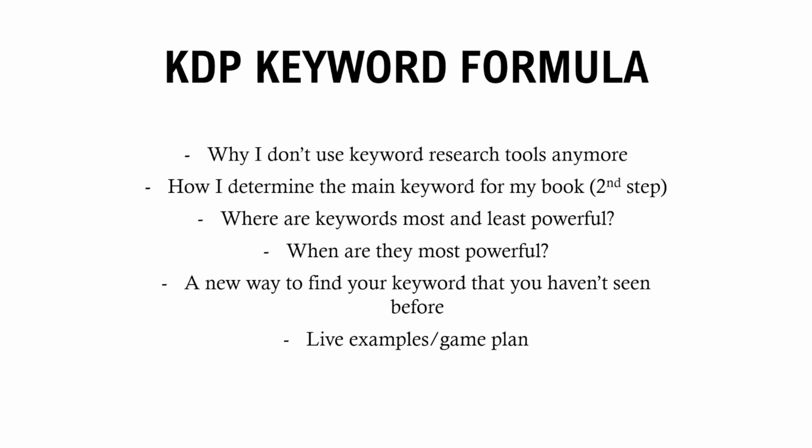And what I'm going to do toward the end of this video is have kind of a mega section where I'm going to be doing live examples and a game plan. By live examples, what I'll be doing is finding a niche and then pairing that with the keyword research and the implementation of that keyword to give the books that I search for the optimal chance of getting visibility fast, etc.